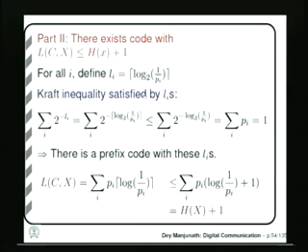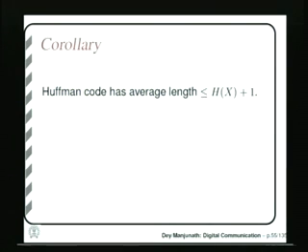So, there is a prefix code with these lengths, and for this prefix code, what is the average length? It is summation pi Li, and this is less than or equal to this quantity plus 1. So, 2.5 ceiling 3 must be less than or equal to 2.5 plus 1. Similarly, this ceiling is less than or equal to this plus 1. So, now when you take the summation, you get this is less than or equal to H(X) plus 1. So, there is a prefix code which achieves average length less than or equal to H(X) plus 1. So, the corollary of this theorem is that Huffman code has average length less than or equal to H(X) plus 1, because it is an optimal code.